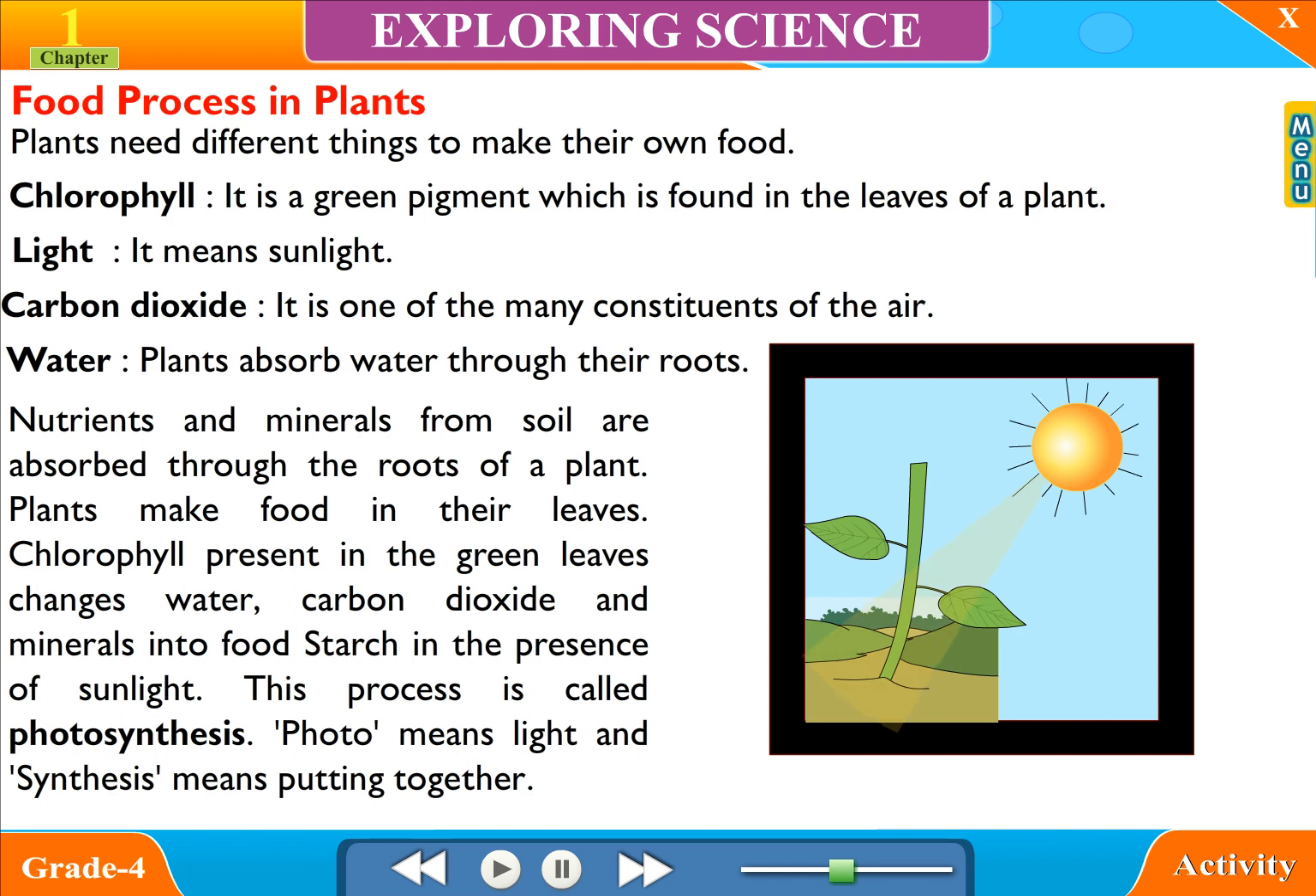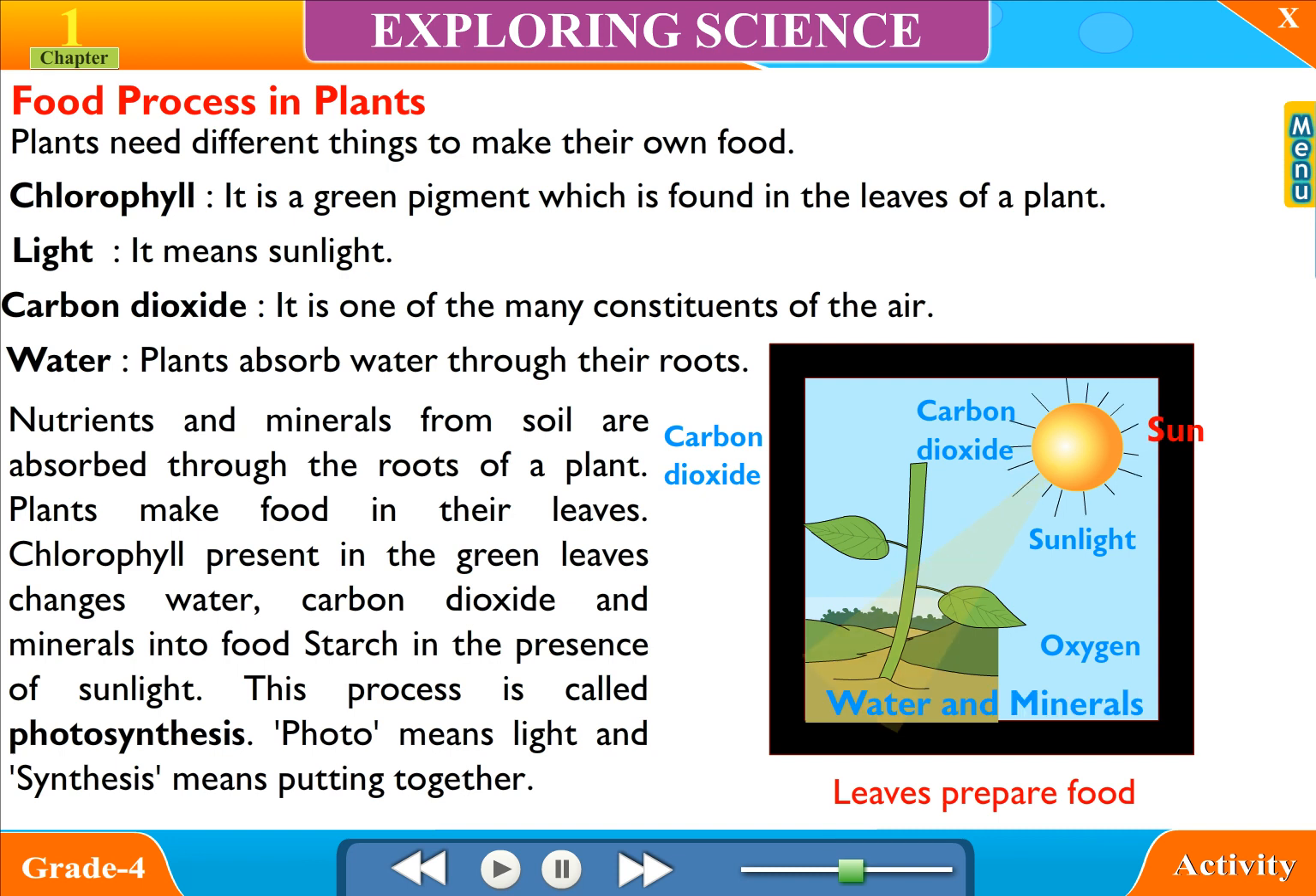Plants make food in their leaves. Chlorophyll present in green leaves changes water, carbon dioxide and minerals into food starch in the presence of sunlight. This process is called photosynthesis. Photo means light and synthesis means putting together. Leaves prepare food. Carbon dioxide, sunlight, oxygen, sun, water and minerals.